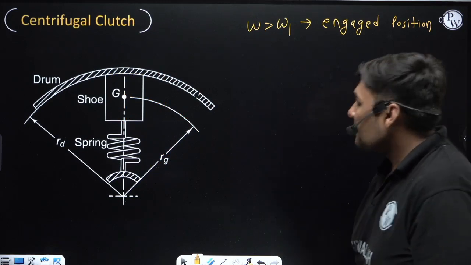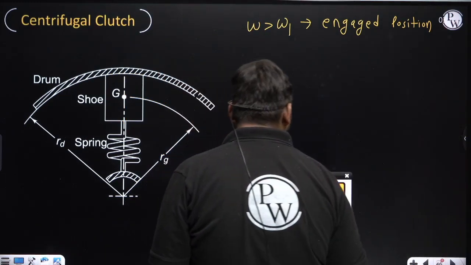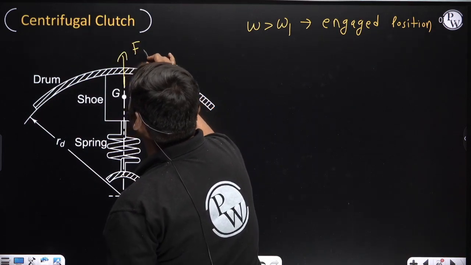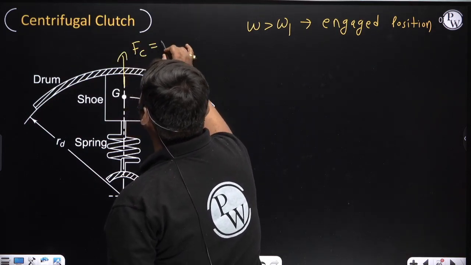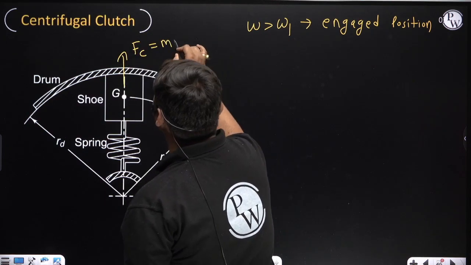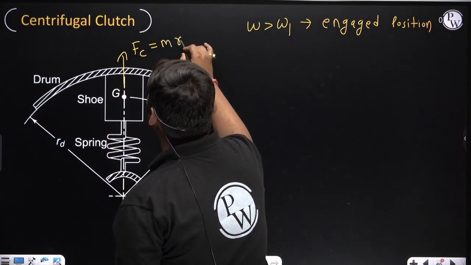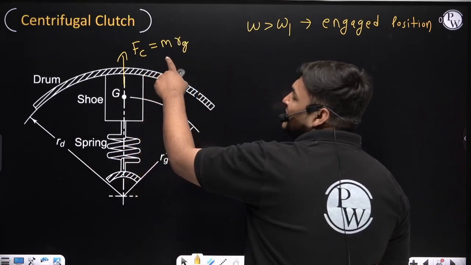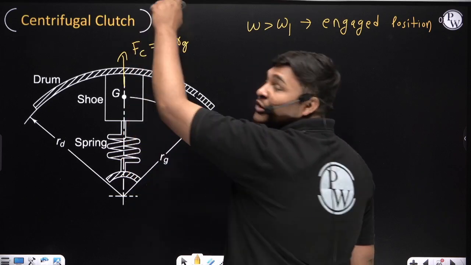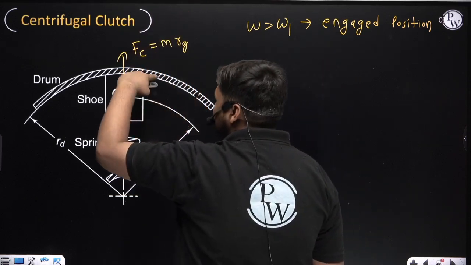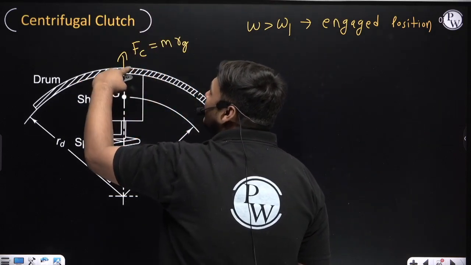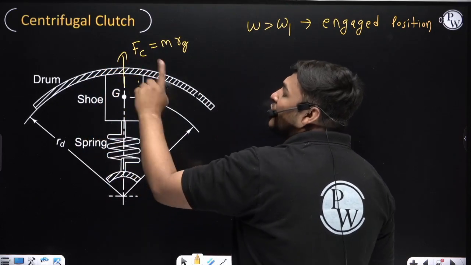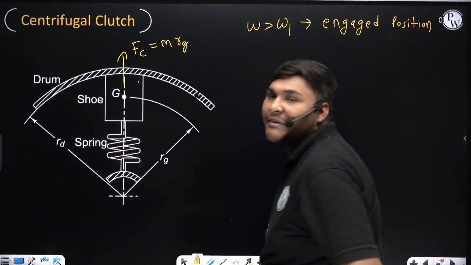What will happen here? Since speed has increased, centrifugal force will increase. So at this position, suppose I represent centrifugal force as FC, and if omega is greater than omega 1, the expression of centrifugal force will be mRg omega square. Why Rg? Because now centrifugal force is increasing, so the spring will try to elongate further. But since this friction lining has touched the drum, it cannot elongate because it will be restricted by this drum.